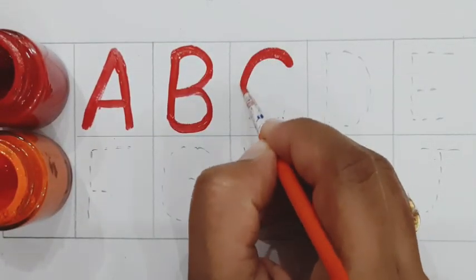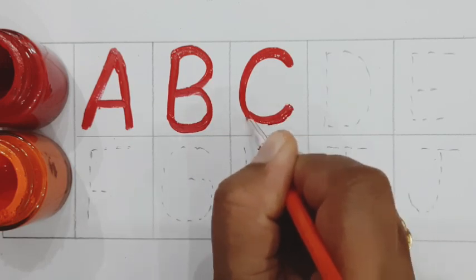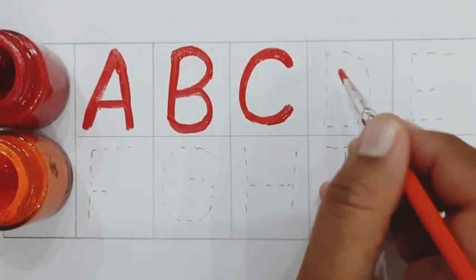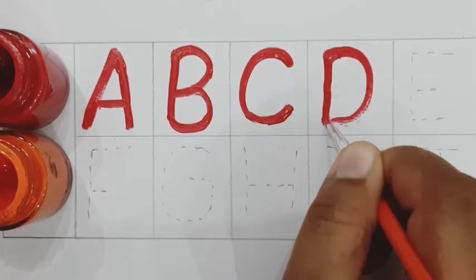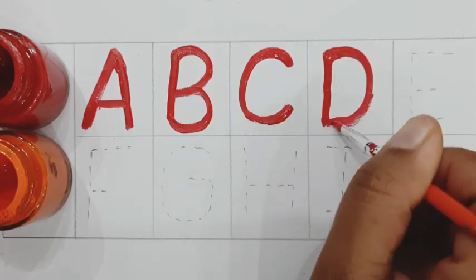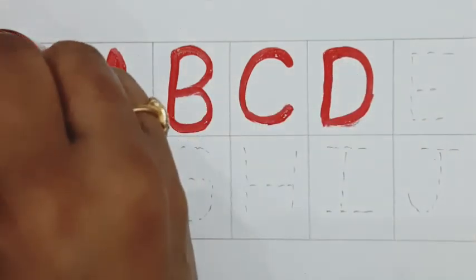C, red color, C. C for cat, C for cow. D, D for duck. D for door. D, capital D, red color.